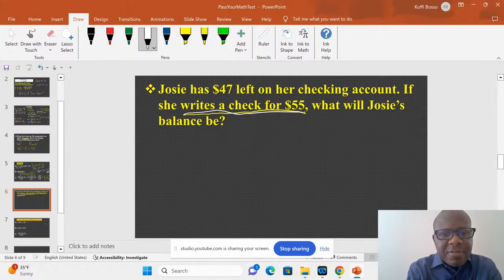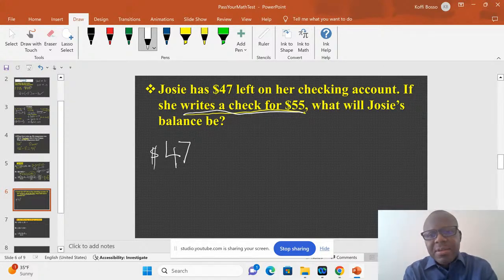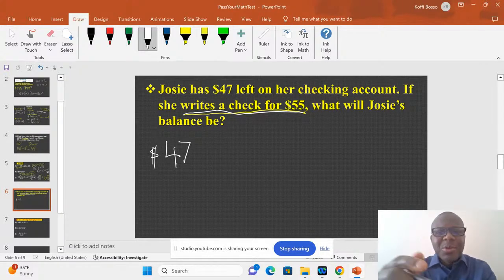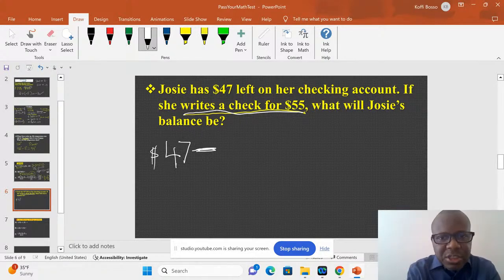So you're going to be out. So you have $47. You write a check for $55. First of all, you have to understand that if you don't want to have trouble with your bank, don't write a check for more than the amount you have in your account. Okay, so here, because it's a problem which is a question you have to solve, just understand that the operation in here is a subtraction.